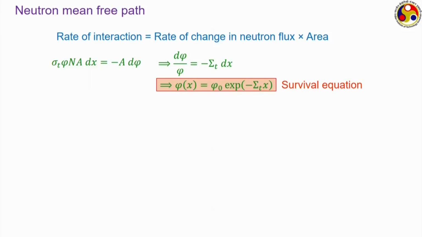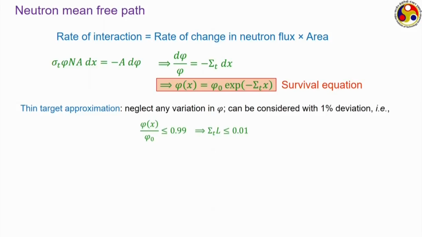This is called a survival equation, because it characterizes the rate at which neutrons survive while flowing through such a medium. Here we are using sigma t, so it considers all possible interactions that can be there. And there is often something called the thin target approximation that we take, which refers to using the earlier approach.